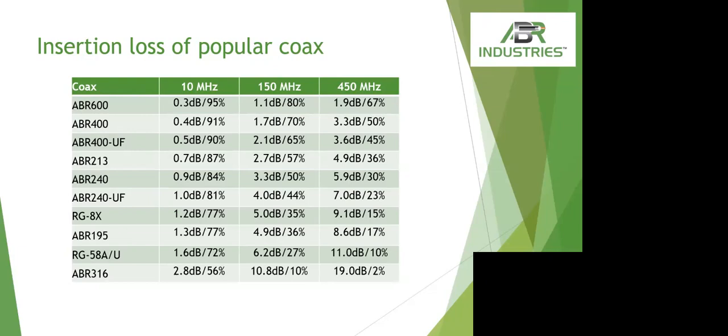And then a few other things. The 195 product replaces 58, very much popular in automotive applications. And then RG316, which we call affectionately ABR 316, which is the little Teflon guy. Seemingly very lossy because these calculations are done at 100 feet, but when you look at 2 to 3 feet, even 6 feet, it's very reasonable and it's very manageable for a lot of hams to use.